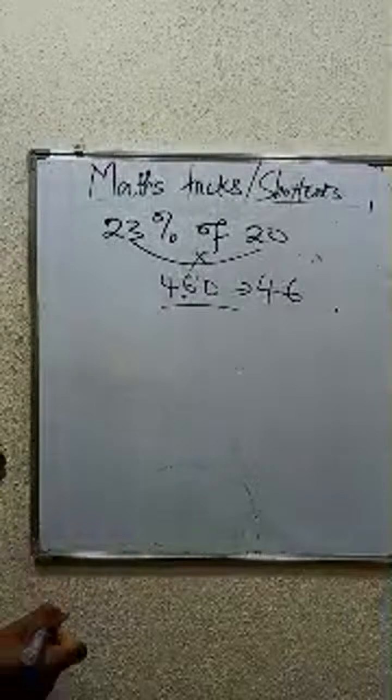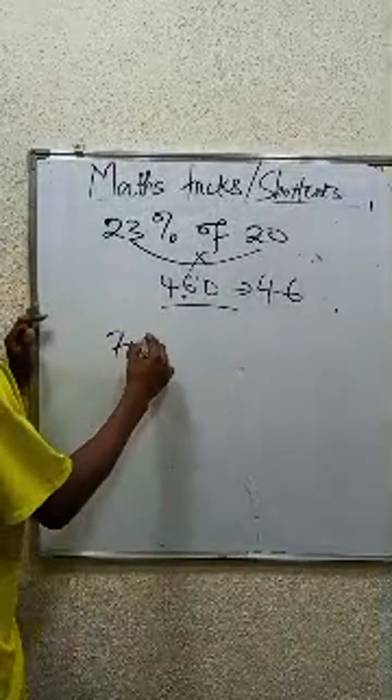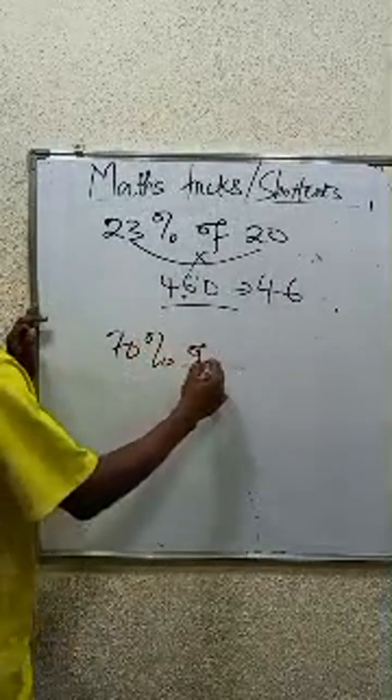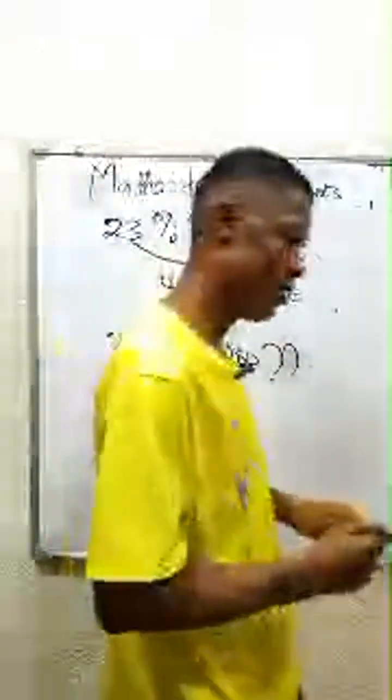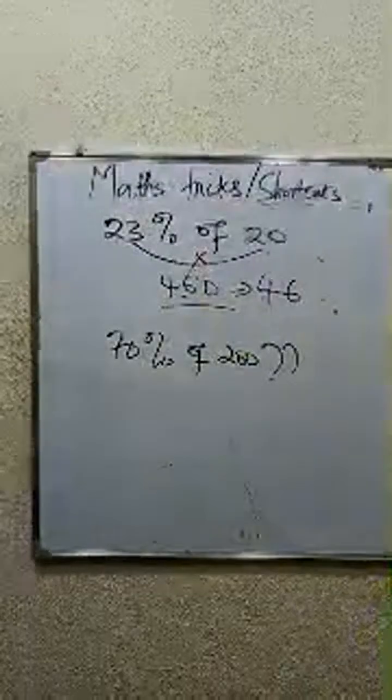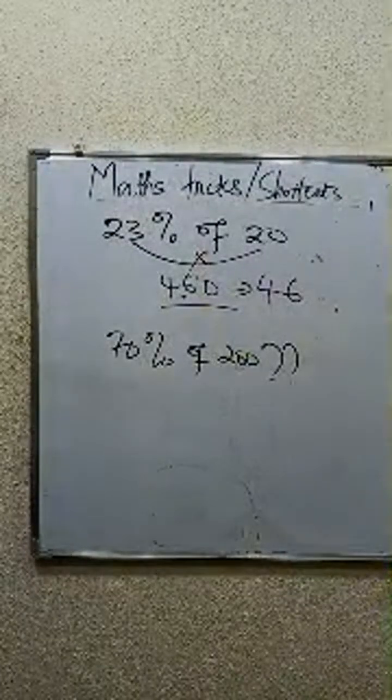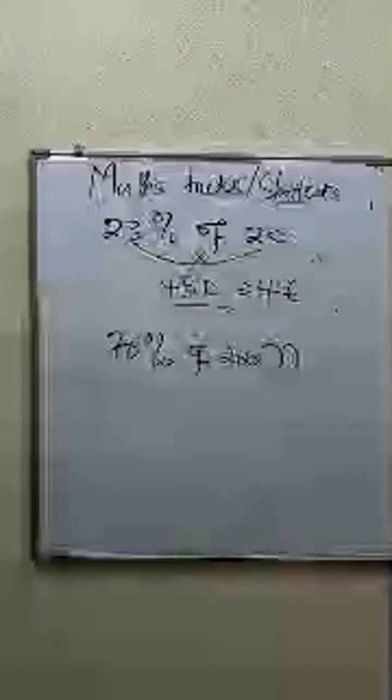Then let's look at the next one. We have 70%. I want you guys to try this. 70% of 200. Use the method. What is 70% of 200? Let's know who will get it.